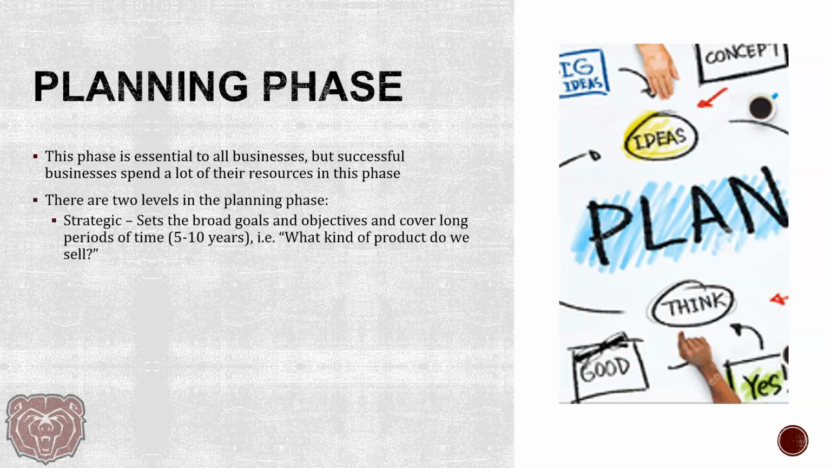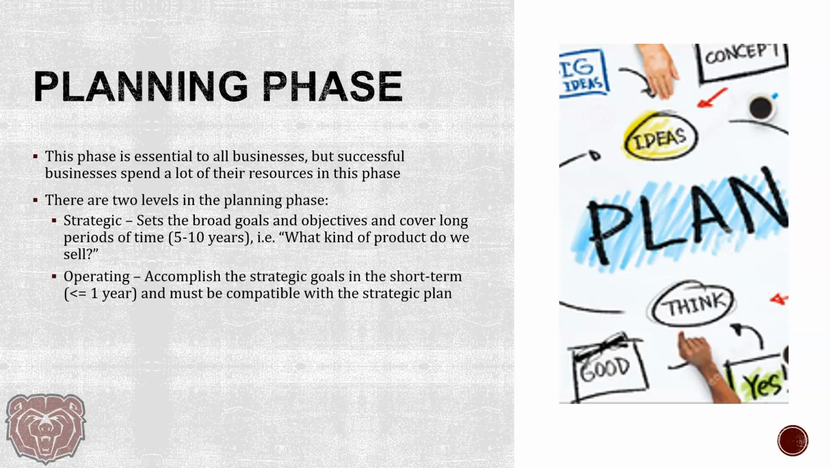So we have two levels of the planning phase. The first is the strategic level, and this sets the broad, overall, general goals and objectives for the company. This typically covers longer periods of time, like 5 to 10 years. So you'll have a 5-year strategic plan, a 10-year strategic plan. Throughout my career, I've been a part of these planning processes for strategic planning. I was on a strategic reporting team where we reported out on the strategic plans. Essentially the strategic plan is like, what kind of product do we sell? That's a very general, basic way to look at it, but that would be an example of a strategic plan.